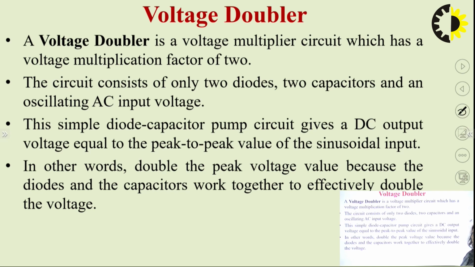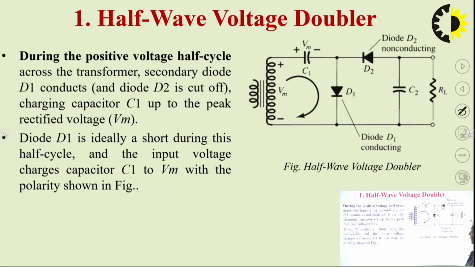It consists of only 2 diodes and 2 capacitors and an oscillating AC input voltage. This simple diode-capacitor circuit gives a DC output voltage which is equal to the peak-to-peak value of the sinusoid. In other words, double the peak voltage value, because the diode and capacitor work together to effectively double the given voltage signal. So, here is the circuit.